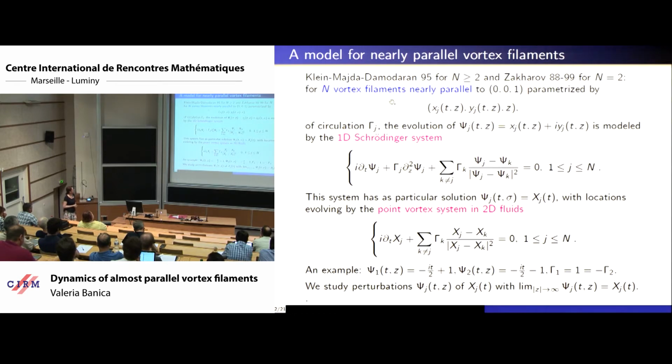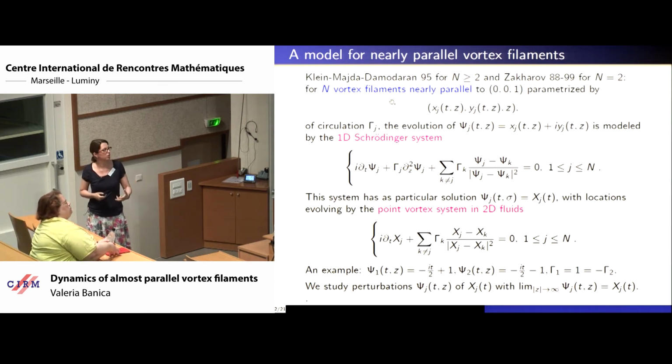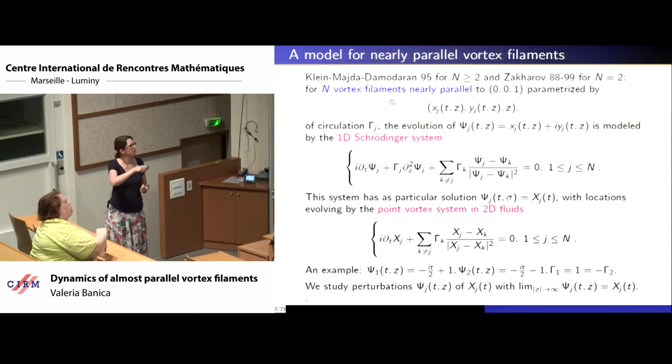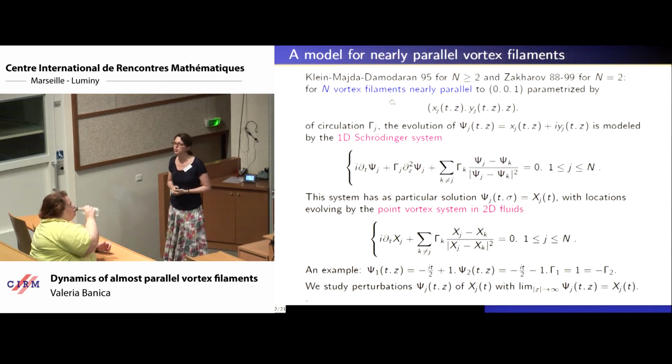Now the model tells you that this complex function, constructed like this, that fully characterizes the location in R3 of the vortex filament, has to evolve through this 1D Schrödinger system. So why this 1D Schrödinger system? The first part, which is the linear Schrödinger equation, is supposed to model the self-induced motion of one filament onto itself.